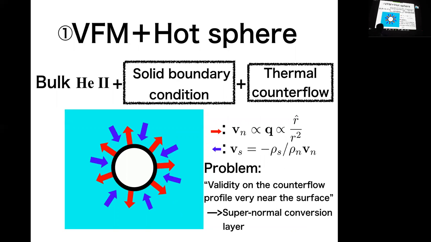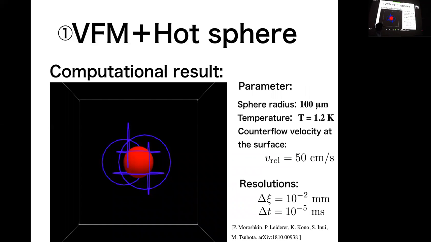But there is one problem: at the very vicinity of this surface, there is a very thin layer where the superfluid is converted into normal fluid. So we are not really sure about the validity very near the surface, but anyway, we just tried the simulation, and it looks like this. The parameters were chosen from the paper so that we can reasonably explain the phenomenon found in here.